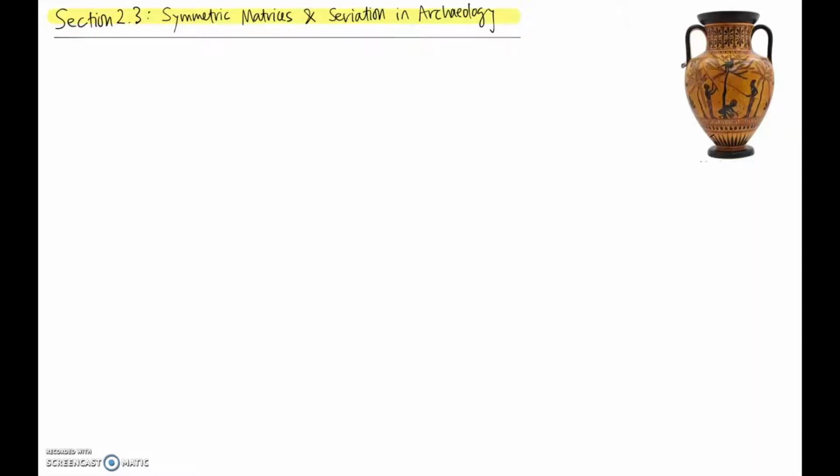In this section, we're going to talk about one of my favorite examples from the whole course, which is seriation in archaeology. This is just doing sequence dating of archaeological remains. And so here we are in section 2.3, and symmetric matrices are going to play a big part in this. We haven't even talked about what they are yet, but we will.